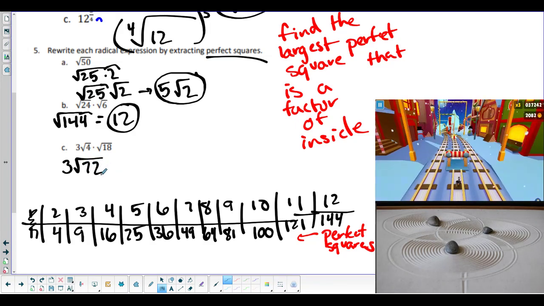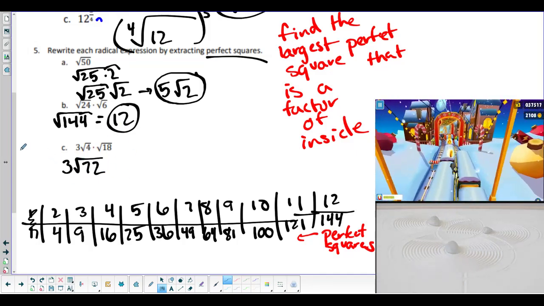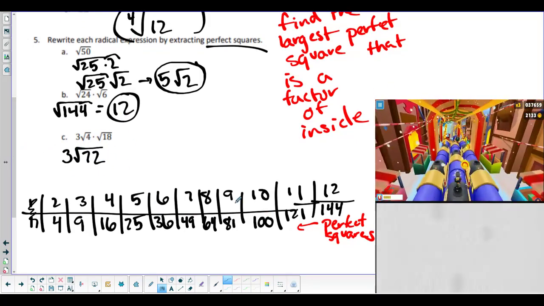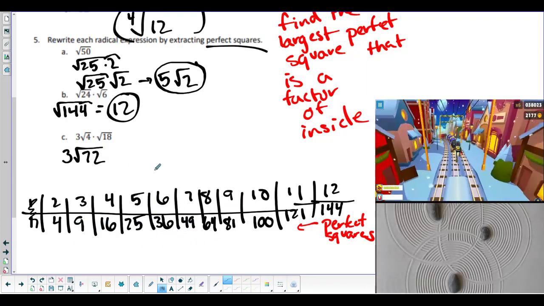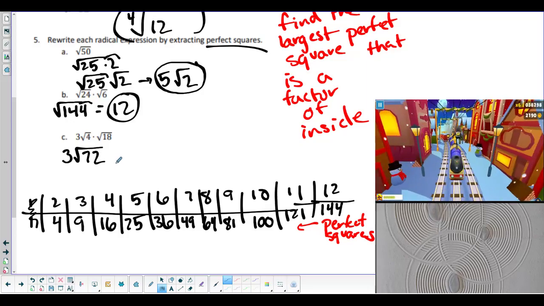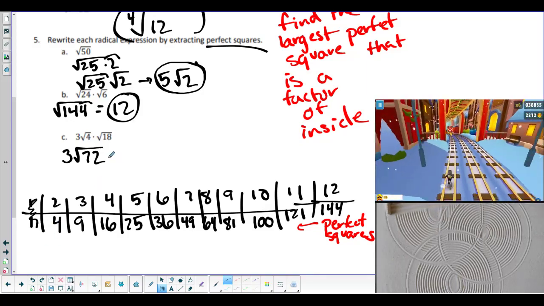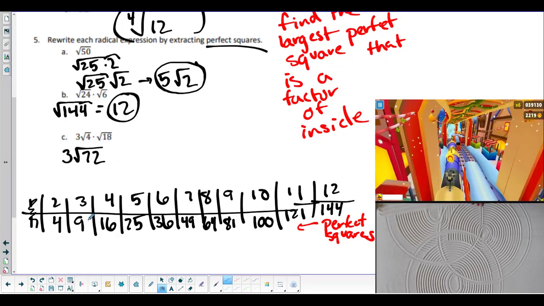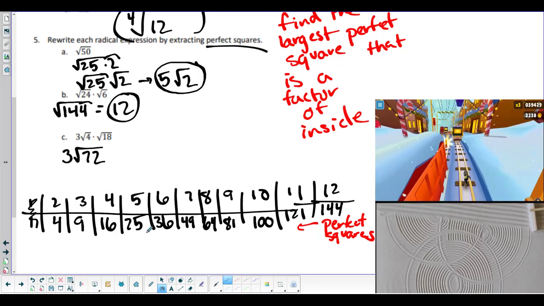Okay, the square root of 72. And then what I have to do is just break down what the square root of 72 is. So I'm going to look at my list, and I'm going to try and find the biggest one of these, the things on the bottom that can go into 72. It's a factor of it. 4 actually can. I think it's 4 times 18. 9 can as well. It's 9 times 8.